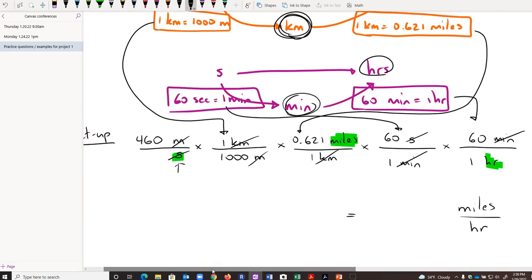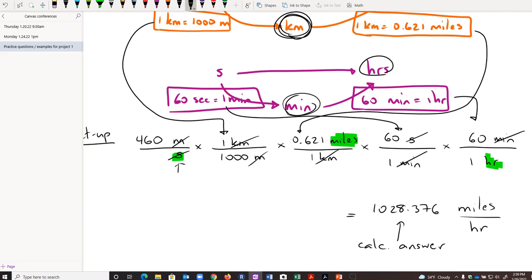So we're going to multiply out everything in the numerator and divide it by everything in the denominator. So when we evaluate that, our calculator is going to spit out a number at us. So let's see, I'm getting 1028.376 miles per hour. Okay, that's your calculator answer. We need to make sure that we round that to the correct number of significant figures.